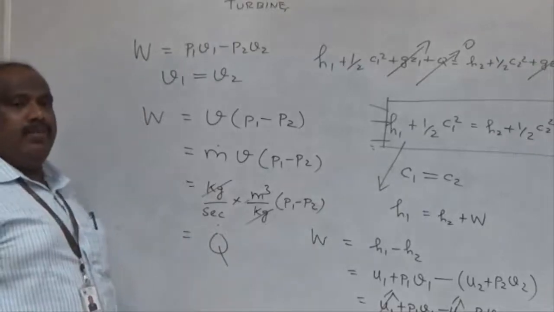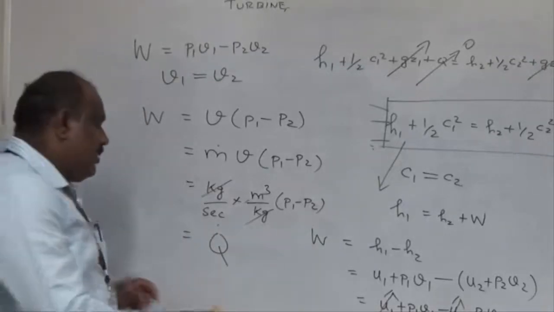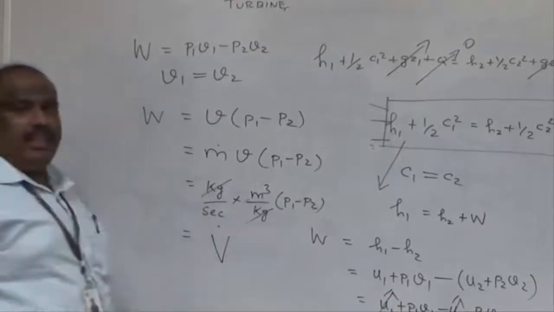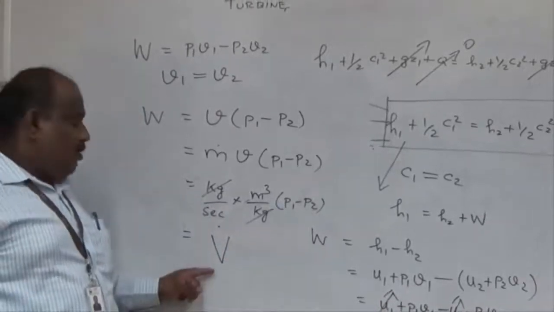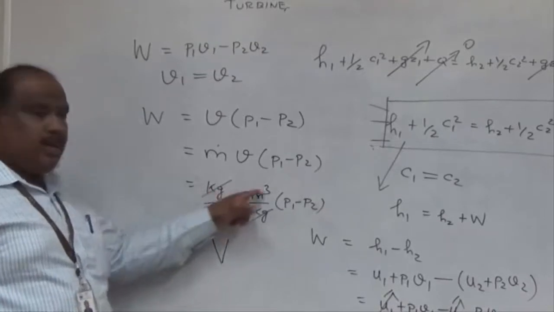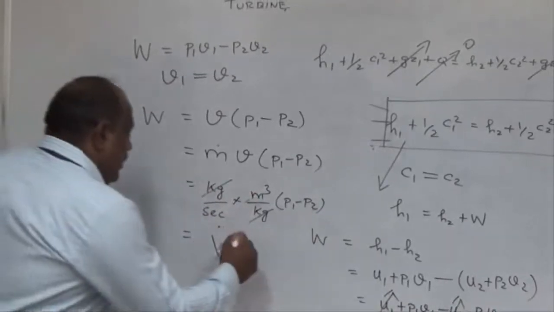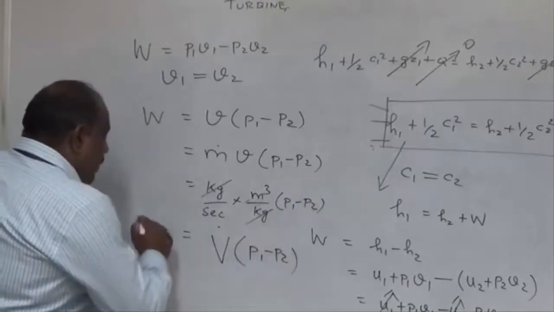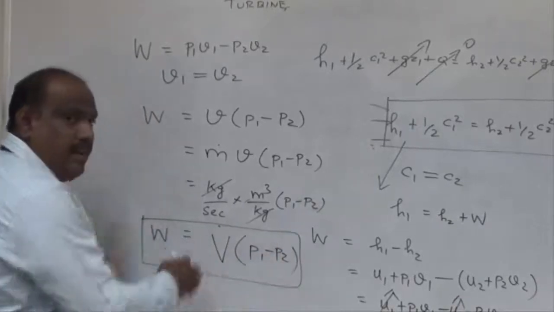But already we have Q for heat transfer. So as not to reuse the same letter, let us use the term capital V dot. Capital V dot once again indicates what? Volumetric flow rate, because the unit is meter cube per second. So it is V dot into P1 minus P2, which will take care of the mass also. Which will take care of any mass.